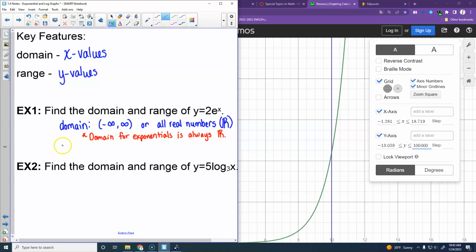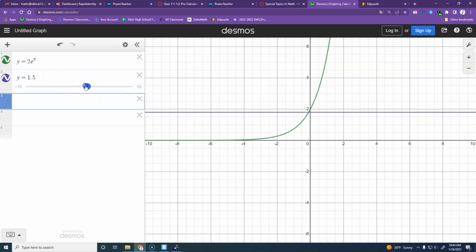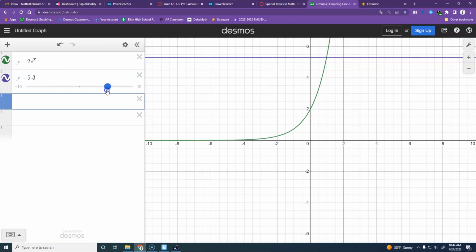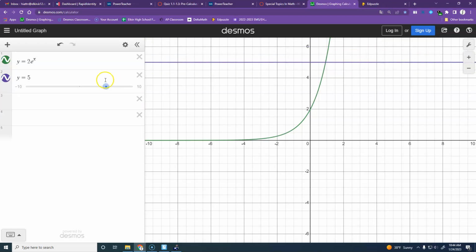The range for this, when I start thinking about range, I want to think about y values. I'm going to hit the house button over here on Desmos to go back. I'm going to change that x equals 10. I'm going to change it to y equals, and use the slider here. Okay, so for my y values, range is the only time I want you looking at the y-axis. We're going to see we only look at the x-axis for everything else we're going to do. But range is y value, so we need to look at y-axis.